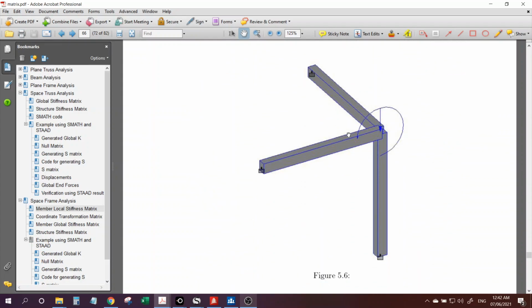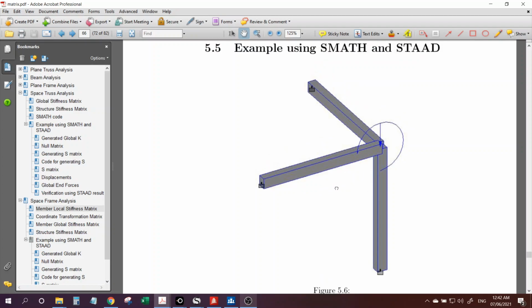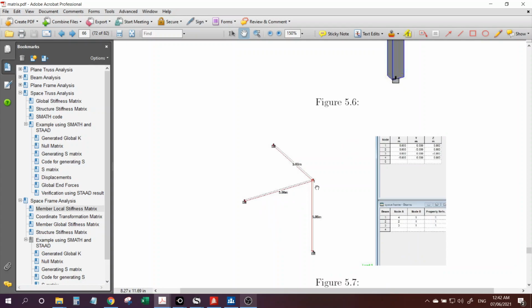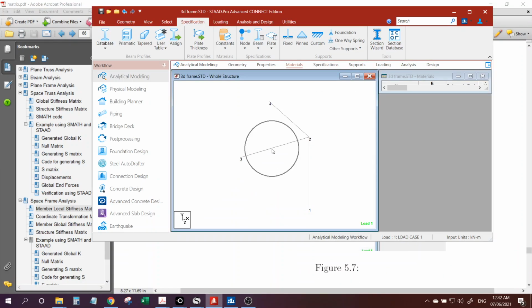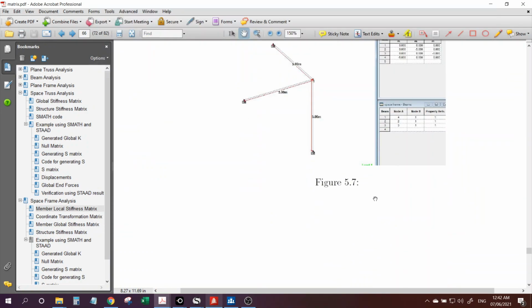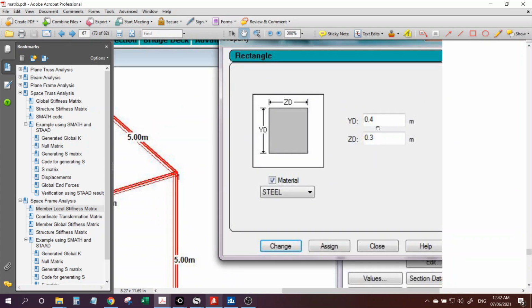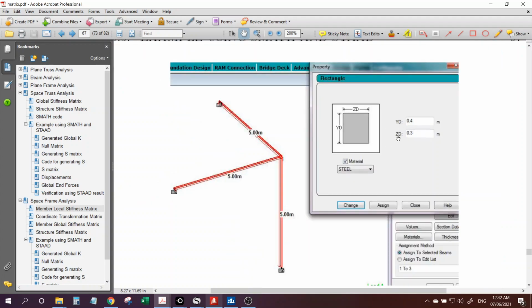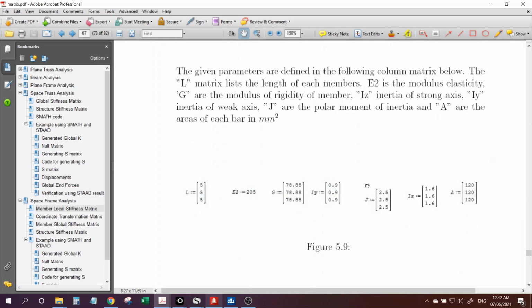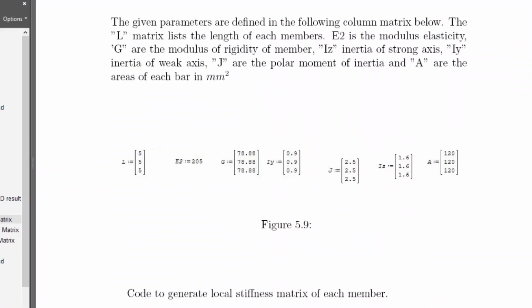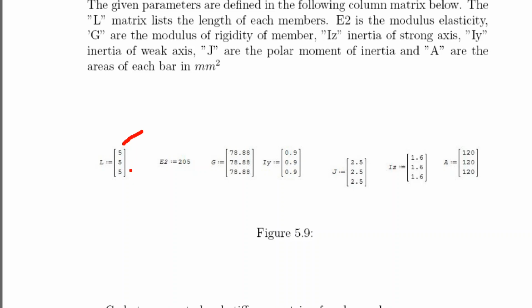So for our sample problem, I modeled this in STAAD. It's a 3-member space frame, which is this. Then our cross section is 300 by 400 beam. The material is steel, and these are my corresponding properties. It's all 5 meters. Elasticity is 205 gigapascal. G is the modulus of rigidity, right? This one is the modulus of elasticity.